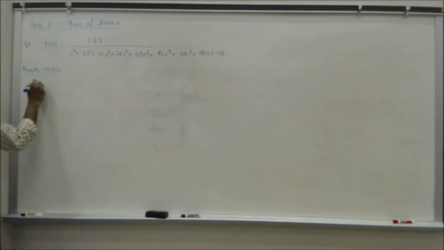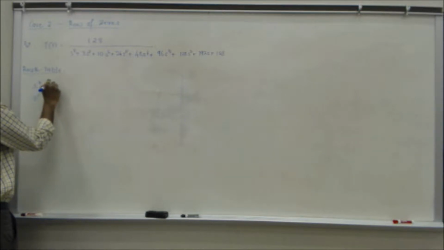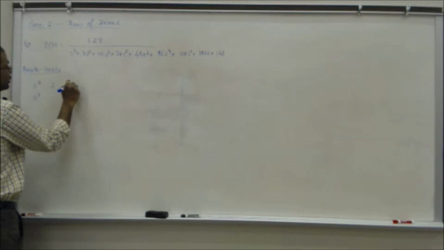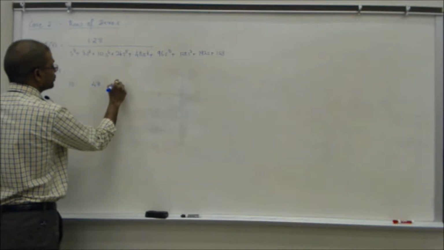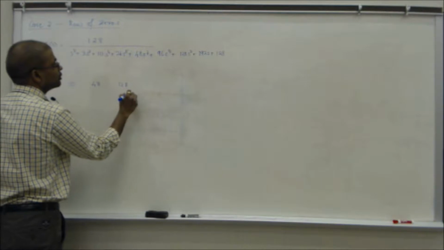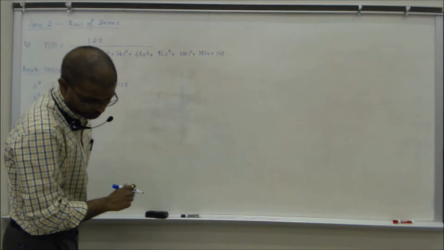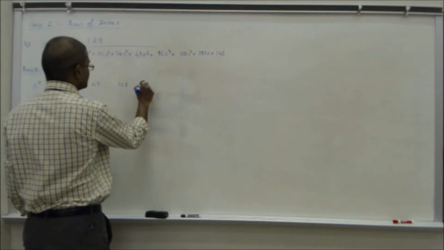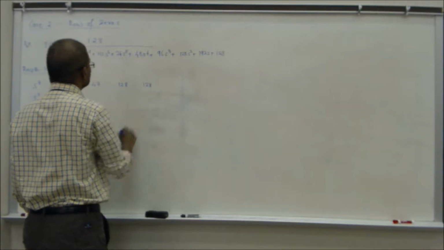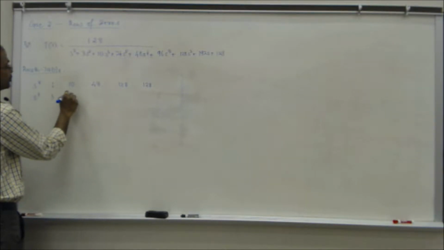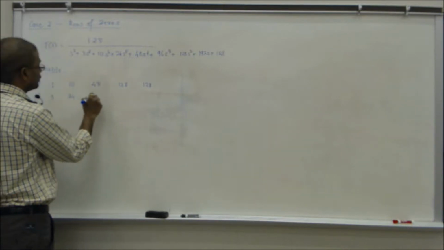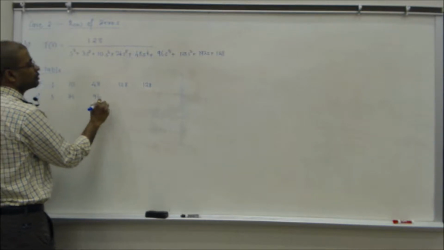So you construct your Routh table S8 and you pre-populate the first two rows, right? You have 1, 10, 48, 128, and 128. Okay, and then you have 324, 96, 192.